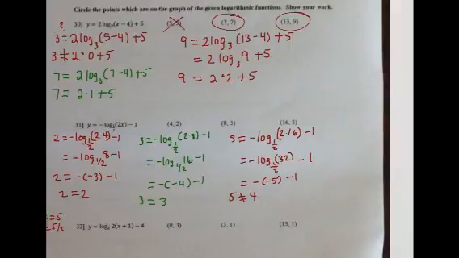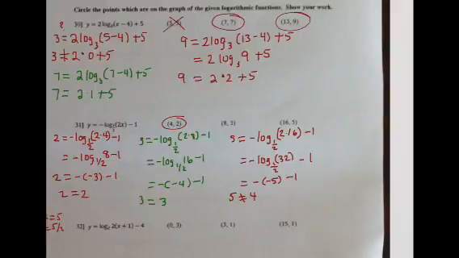Alright, so for 31, again, replace the x and the y into the equation and simplify each side. So here we have 2 times 4 is 8. So log base 1/2 of 8 is -3. Now there's a negative in front of the log, so negative times a negative is positive. 3 minus 1 is 2. So yes, this one checks out. This one's good.